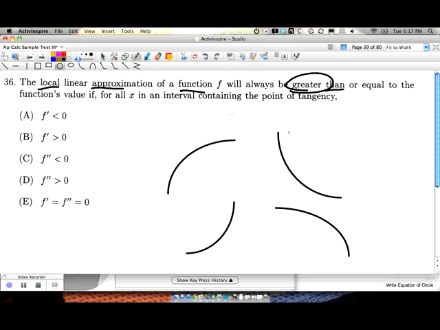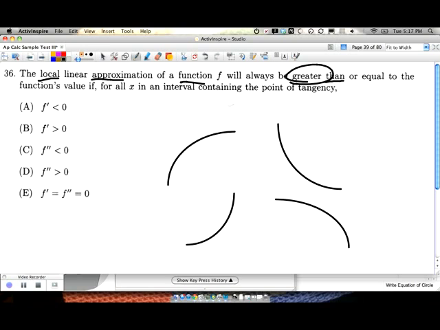Take that one back. Okay, so right here, let's see what's happening. In this one we know that the slope is positive and the concavity is negative. In other words, f prime is greater than 0 and f double prime is less than 0. Here we have slope negative, so f prime is less than 0, and concavity up, so f double prime is greater than 0.